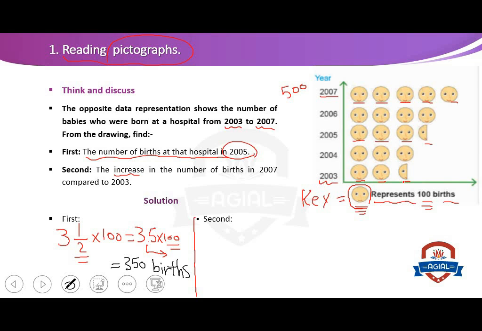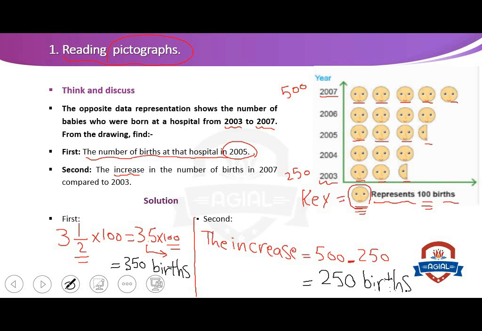So we have 250. So the increase equals 500 minus 250. And 500 minus 250 equals 250 births. And this is called the pictograph. And now we can read this pictograph using its key.